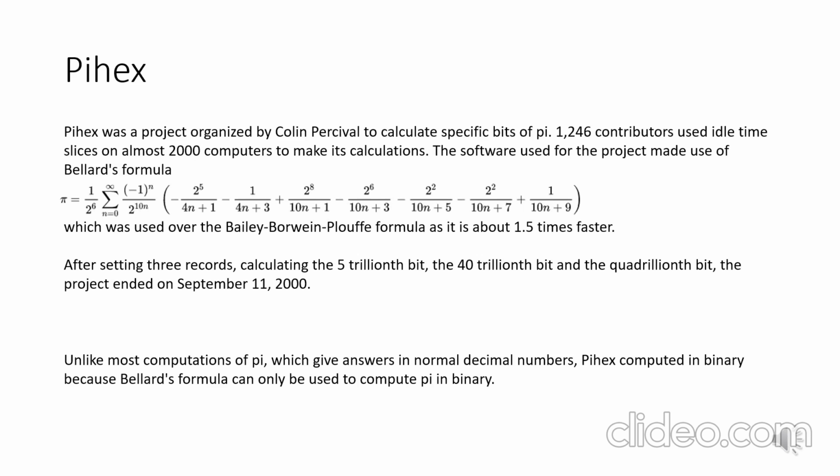PiHex was a project organised by Colin Percival to calculate specific bits of pi. The software used for the project made use of Bellard's formula, which was used over the BBP formula as it's about 1.5 times faster. Unlike most computations of pi, which give answers in normal decimal numbers, PiHex computed in binary because Bellard's formula can only be used to compute pi in binary.